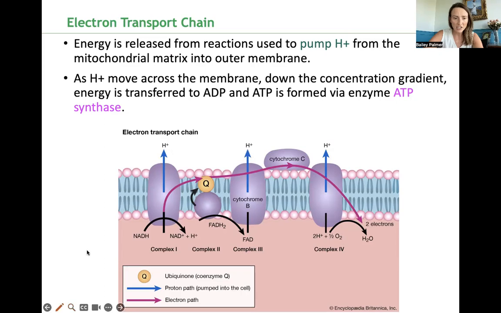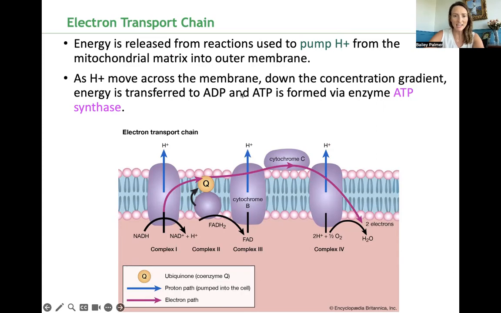So the NADHs, if you see in this picture right here, in the first pump, NADH is reduced back to NAD and hydrogen. Well, where did that hydrogen go, or that proton? It was pumped down the blue proton pathway. Now we have the hydrogen up here at the top. So as hydrogens move across this membrane, they're actually going to move down a concentration gradient.